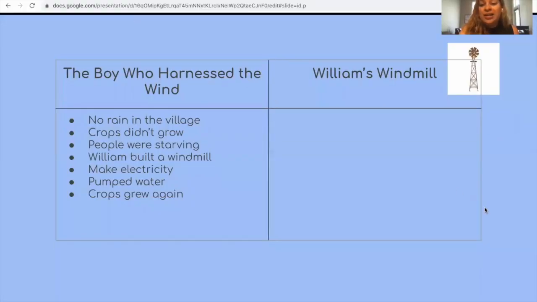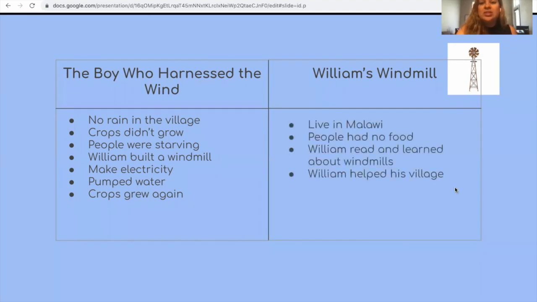Good, now we can go back, and since we've learned more about this William's Windmill story, we can now add what we've learned so far, the important facts and evidence that we collected from our story. So we learned that he lived in Malawi, just like we learned in the book, The Boy Who Harnessed the Wind. We learned that people had no food. We also learned that William read and learned about windmills. And then William helped his village. So very similar to The Boy Who Harnessed the Wind, we learned a lot of the similar things.